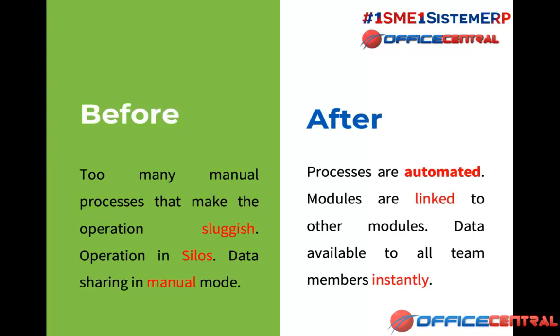So if you look at the before, for example, there are just too many manual processes that make your operation very sluggish. All the operations are run in silos. Data sharing is in manual mode. It is slow. Whereas if you implement this automation, you can see that the processes are automated, the modules are linked to other modules, the data are available to all team members instantly.